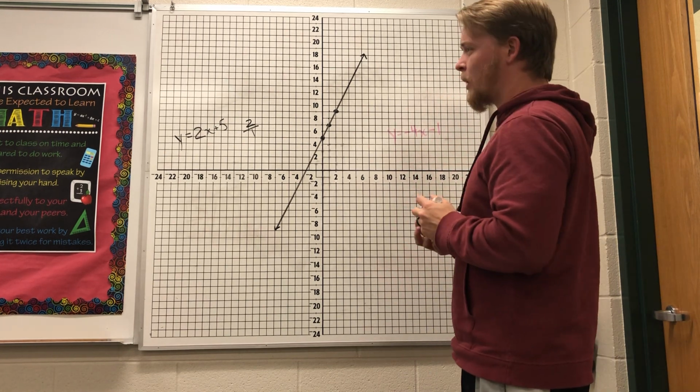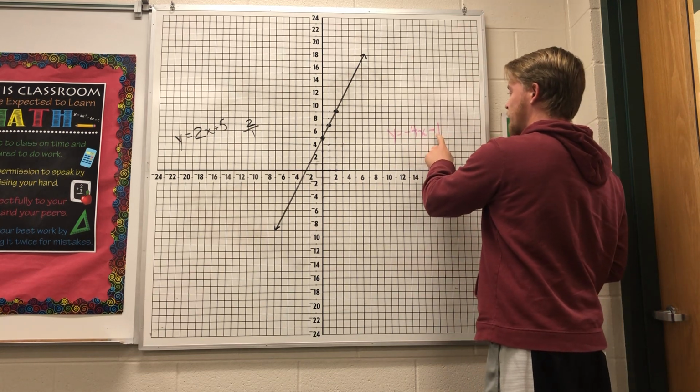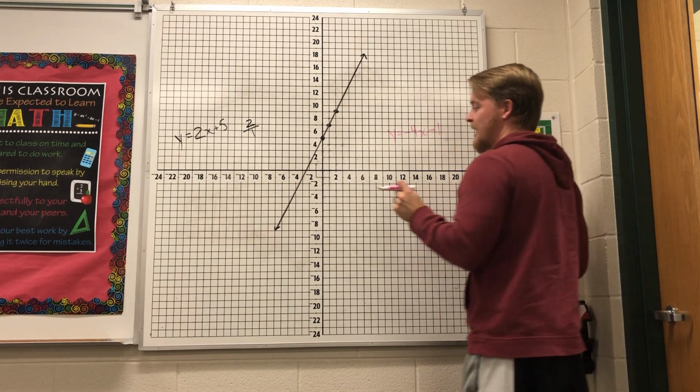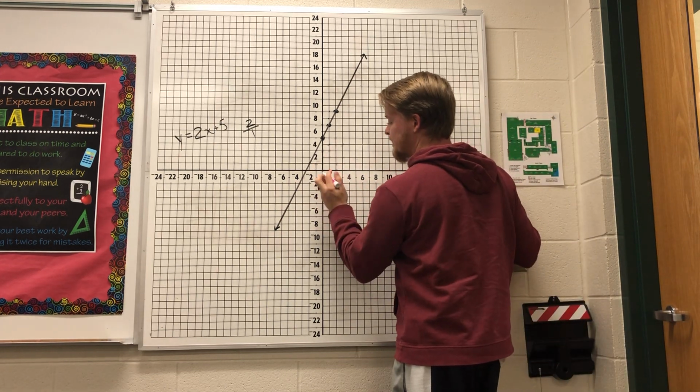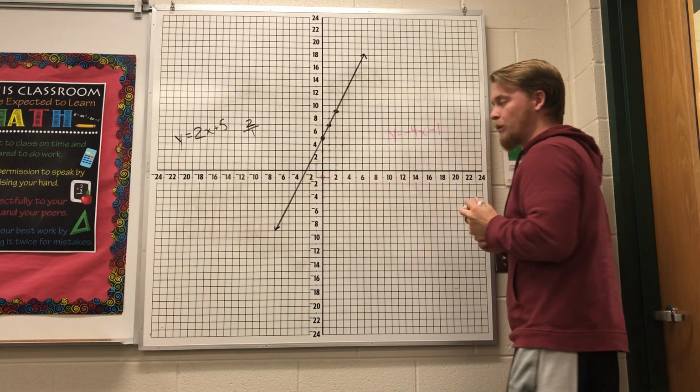So again, your first point is made from your y-intercept. So the y-intercept in this case is negative 1. That minus 1 means this is negative 1. So I go down on my y-axis to negative 1, and that's where my first point will be, on negative 1.